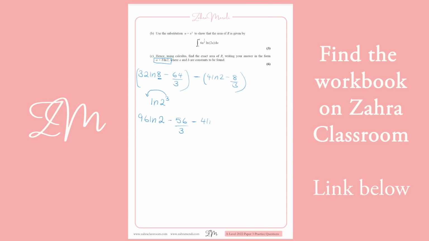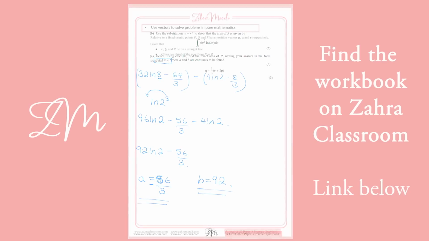And then we've also got minus 4 ln 2. So my final answer is going to be 92 ln 2 minus 56 over 3. So A equals minus 56 over 3, and B equals 92. So just always make it super.